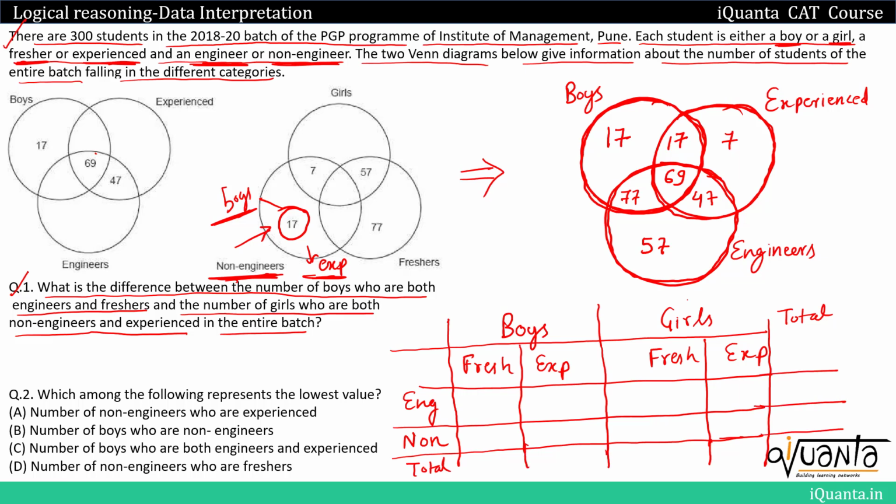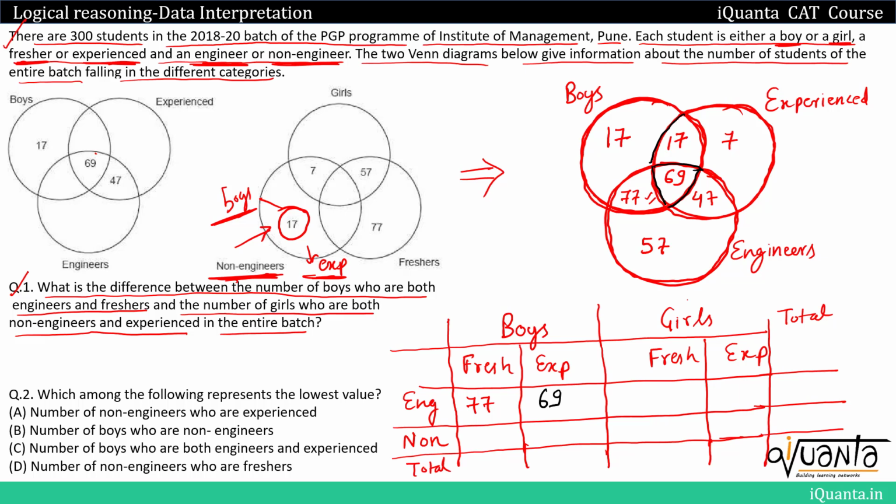Let us fill the first space, boys, freshers and engineers. So boys, freshers, that means outside the set of experienced, and engineers. So it is 77 from the Venn diagram that we have. Let me write 77 over here. Then the next space is boys, experienced and engineers. So boys and experienced, that means this, and we are talking about engineers. So that means we have to take this particular region into consideration. It will be 69. So let me write 69 over here.